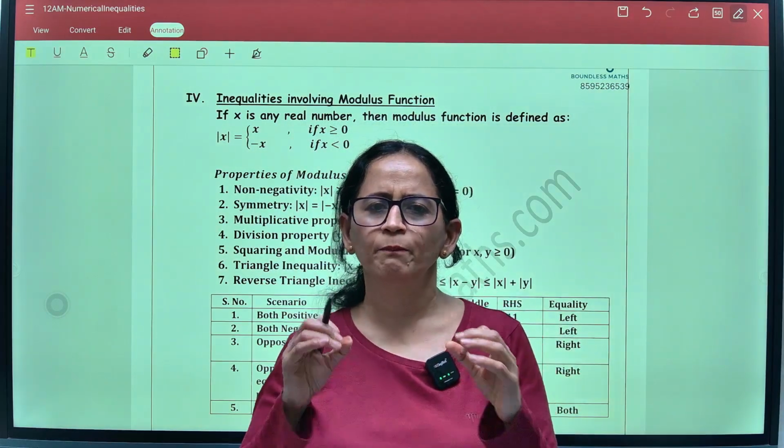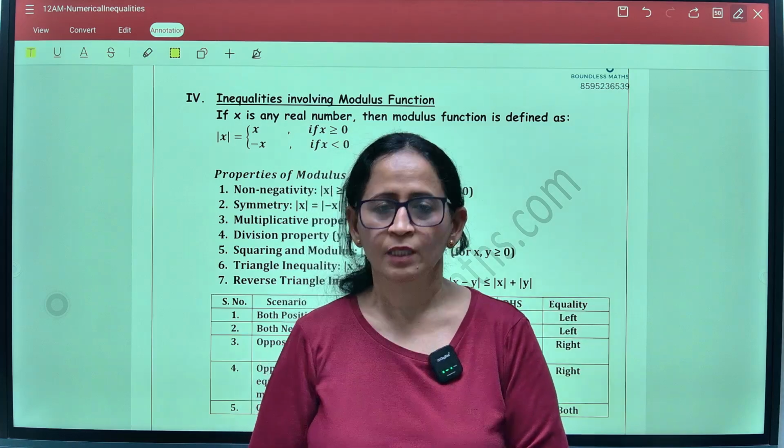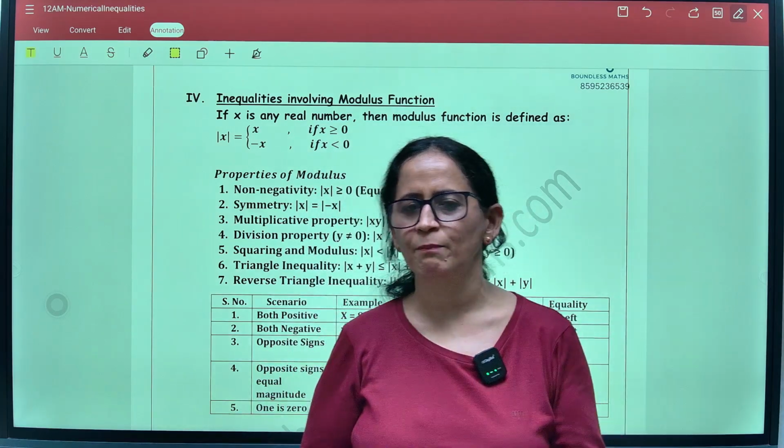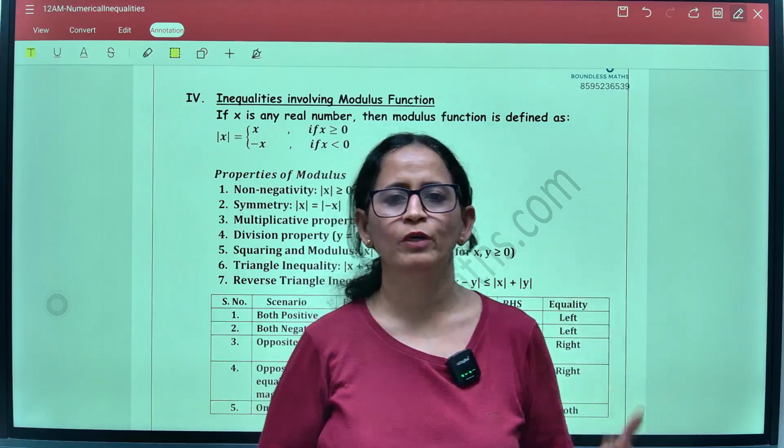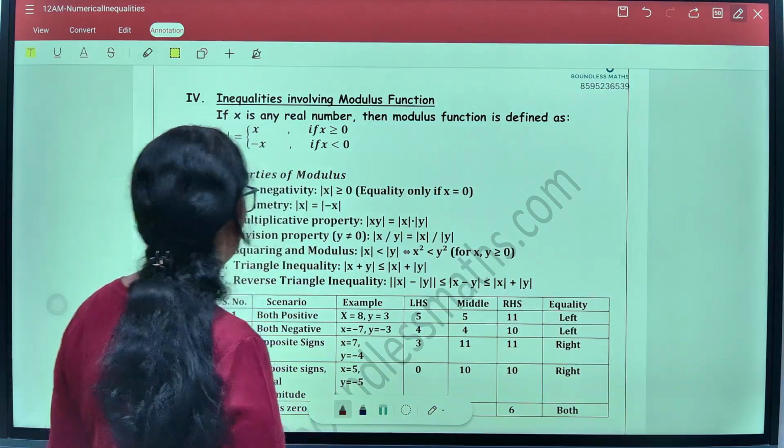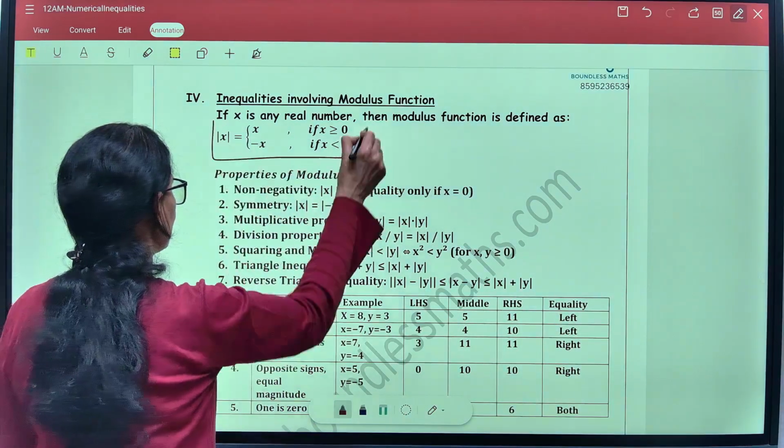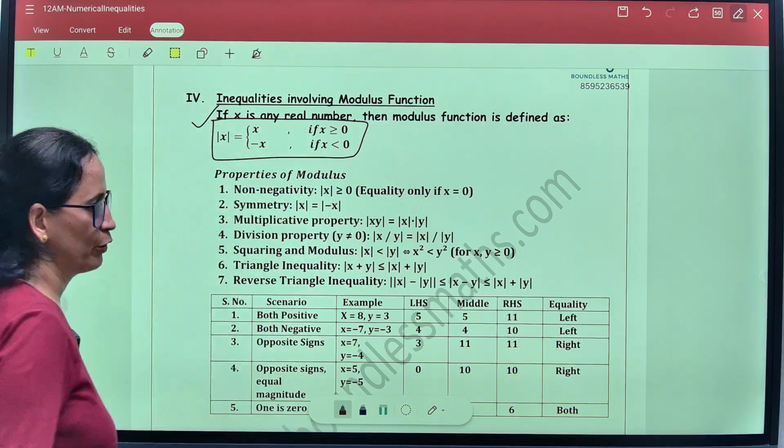This is one of the very important parts of this chapter because there have been questions in the sample paper and in the PYQs related to modulus. So please understand this very carefully. How do we define a modulus function? This is the definition of the modulus function.